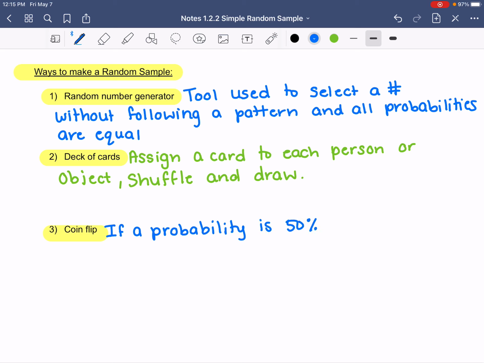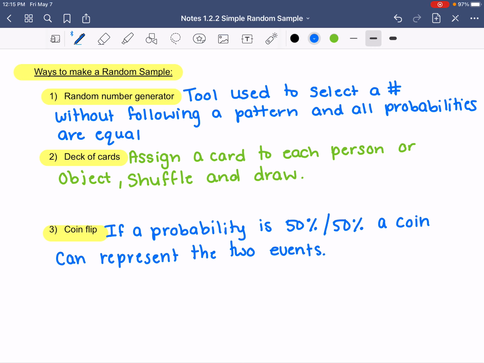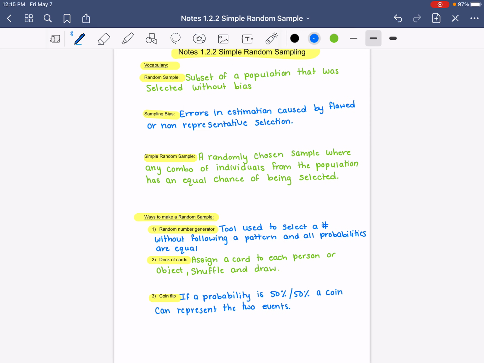Okay, so if probability is a 50-50 chance, a coin can represent the two events. You can just flip your coin. All right, so it's gonna be hard here because you guys actually can't see me, you just hear me. But we're gonna be doing some simple random sampling for our examples.